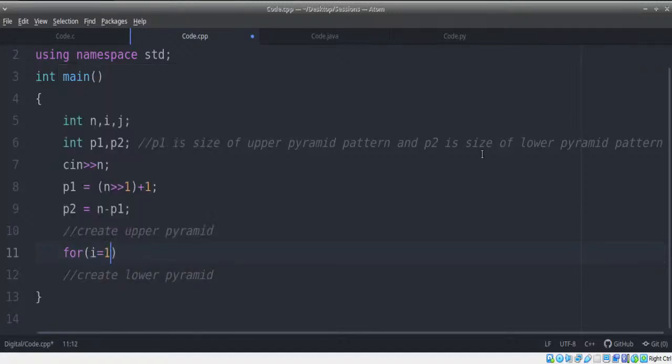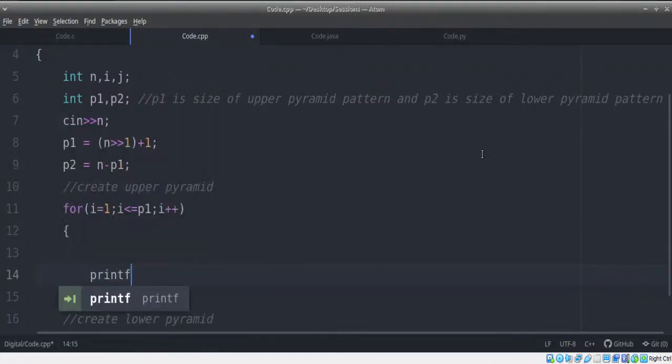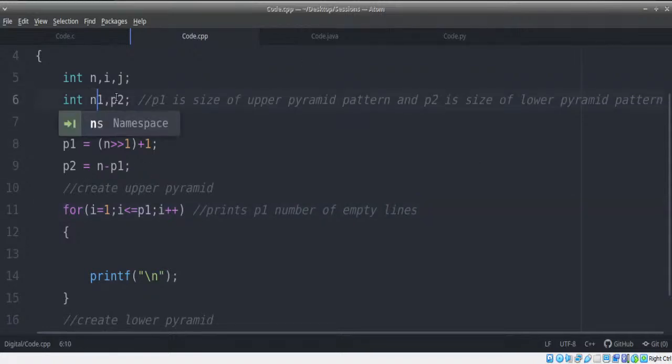For i equals 1, i less than equal to P1, i plus plus, and in this for loop, I'm just printing /n. Can I say this will print P1 number of empty lines? So instead of P1, you can also consider this as N1 because N we generally associate with numbers. So I'm just going to make that change so that it's much easier for you guys and you don't get confused whatsoever. So N1 is the number of lines for first pattern, n2 is the number of lines for second pattern.